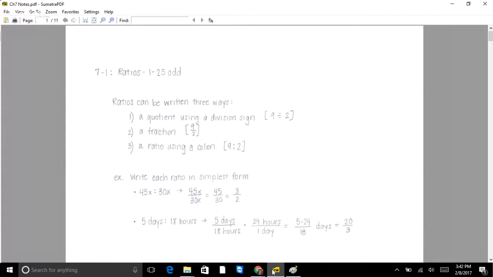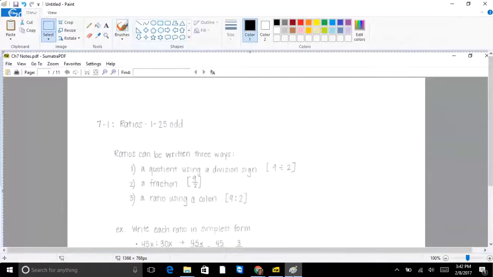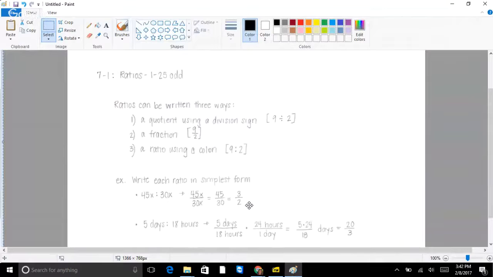Ratios are basically comparing two numbers to each other. There are three different ways that we typically see ratios written. Okay, so let's think about our Algebra I class, right? We have 3 ladies and 2 guys.